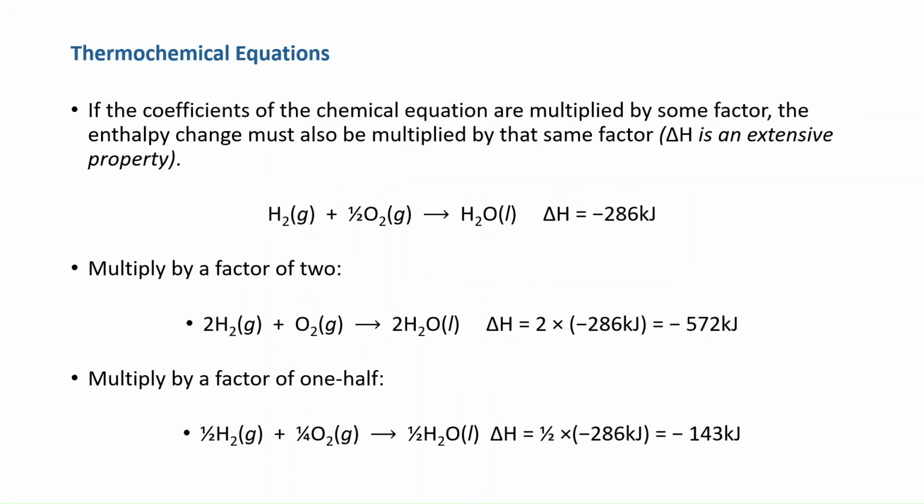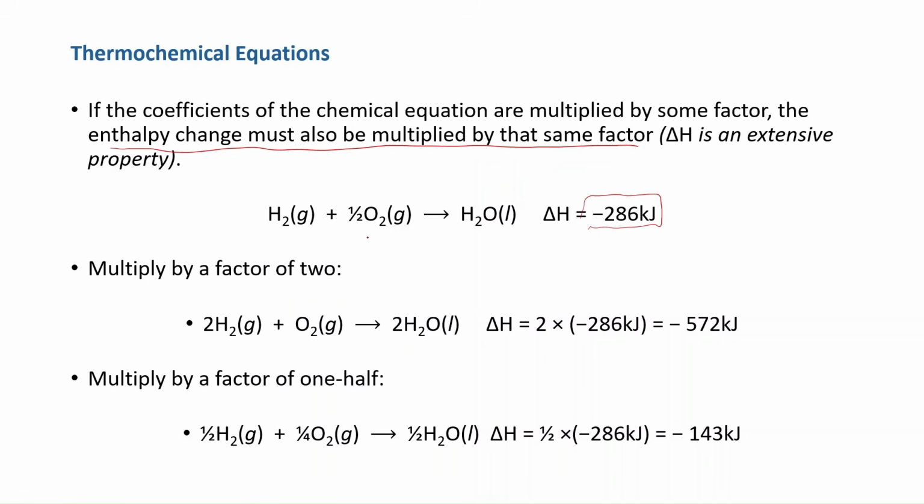Promise. What if you need to change the coefficients? For whatever reason, you're going to multiply by a number. You're going to multiply the enthalpy change by the same number, because delta H, remember, is an extensive property. So if you have 1 mole of hydrogen and half a mole of oxygen, you release this energy.